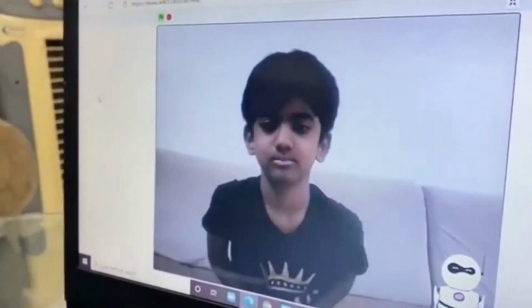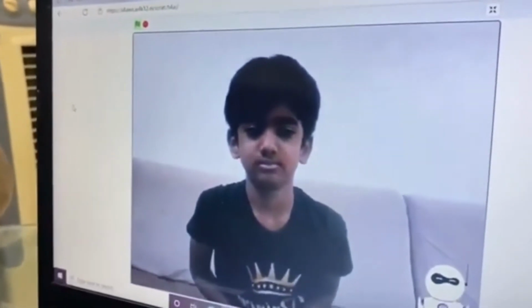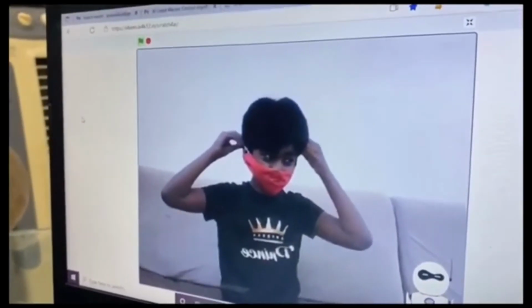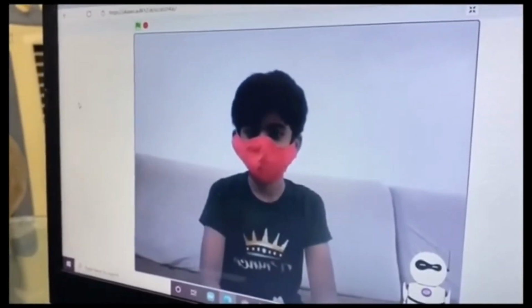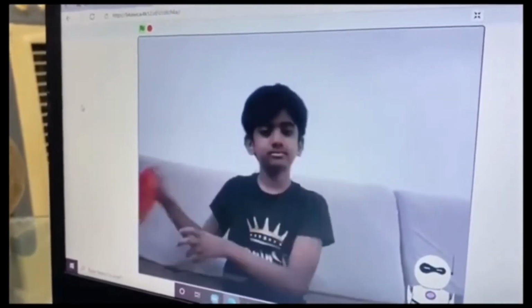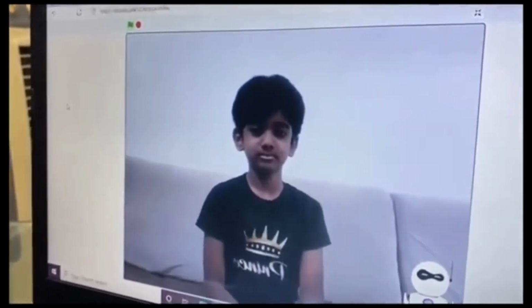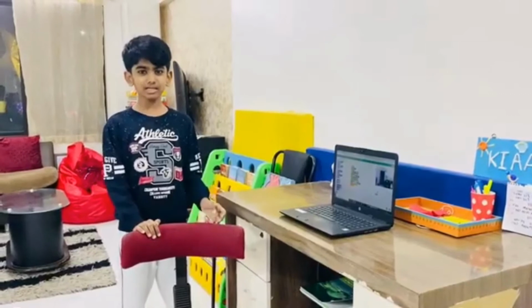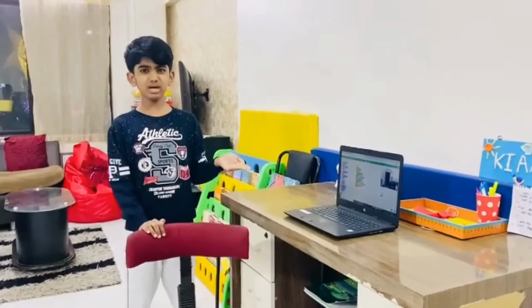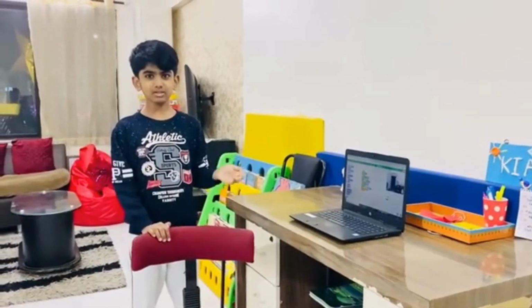Please wear a mask. Okay. Thank you for wearing a mask. Very cool. Please wear a mask. Here, the camera easily detects people who are not wearing a mask and throws a warning.